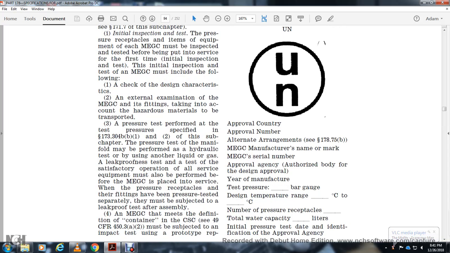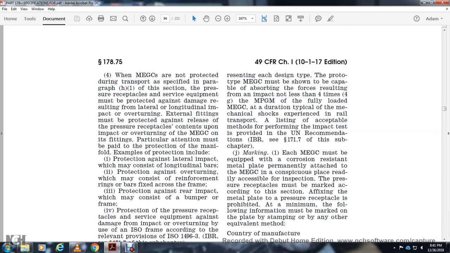The MEGC, as defined for the container of the CSE in Title 49, 453A2, must be subject to impact testing using a prototype representing each design type. The MEGC must be shown to be capable of absorbing the force resulting from impact of not less than 4 times the MPGM of the fully loaded MEGC. A typical mechanical shock with rail transportation is a simple method of performing the impact test, provided in the UN recommendations. Marking.